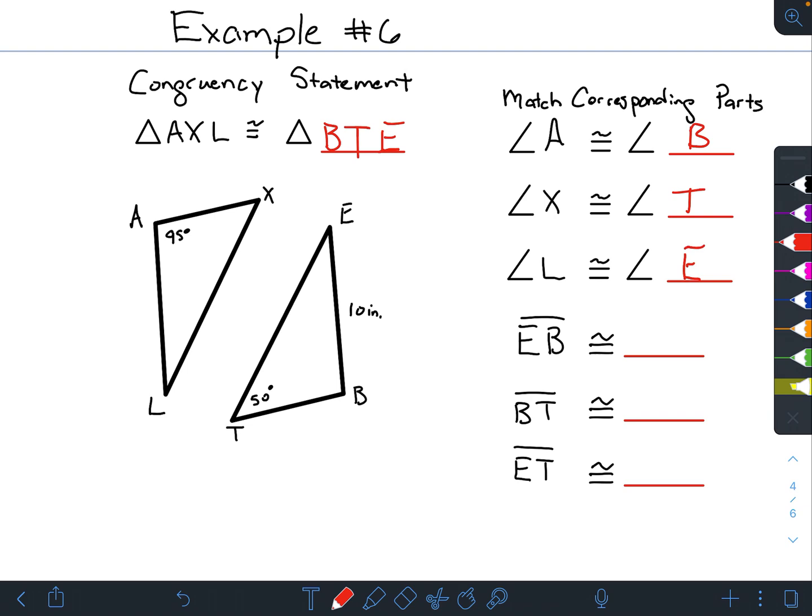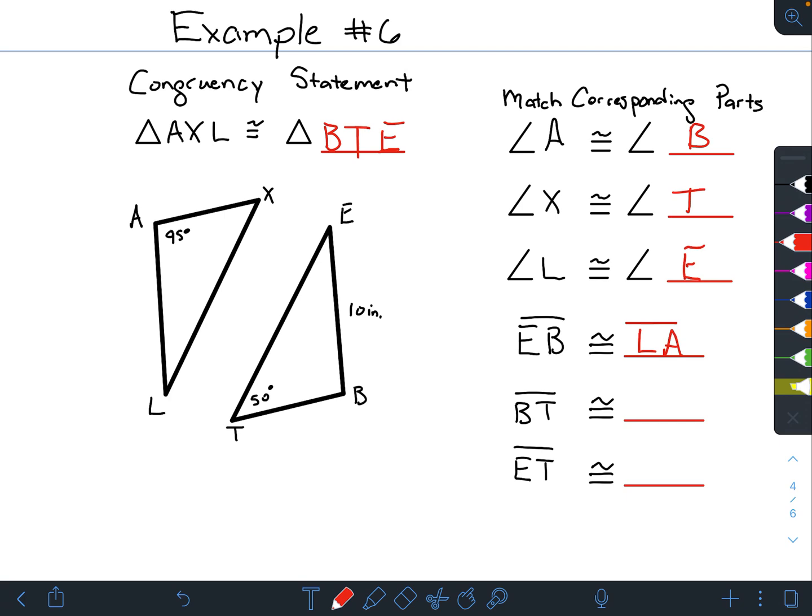Okay, same thing for the sides. Okay, look at where the letters fall in the names. All right, so like the first one's EB. So that's E. E corresponds with L, so it's going to be L. And then B corresponds with A because they're both the first letter, B, A. So LA is congruent to EB.